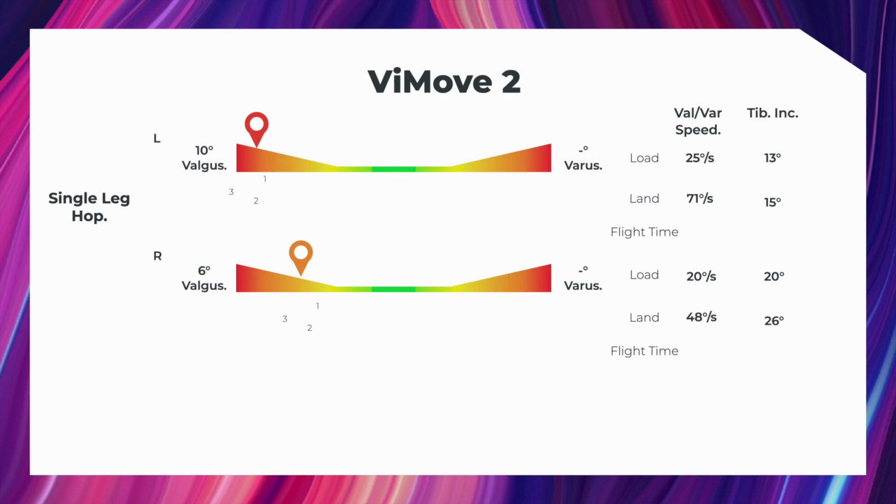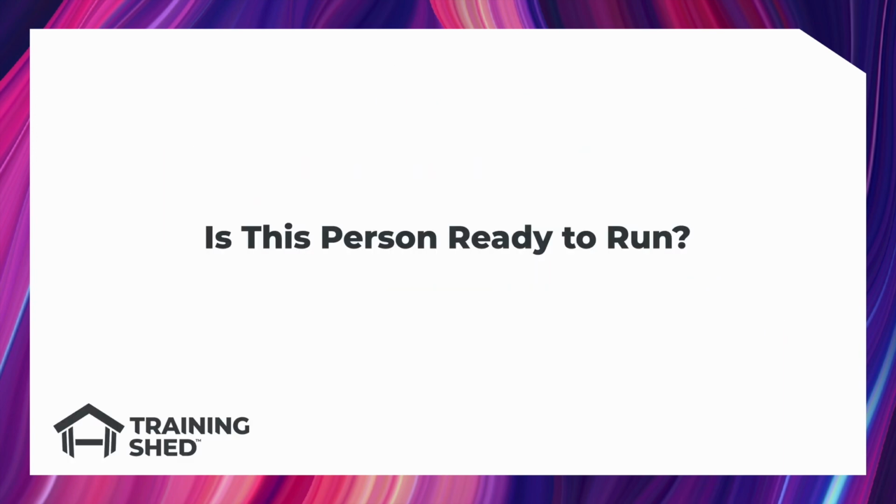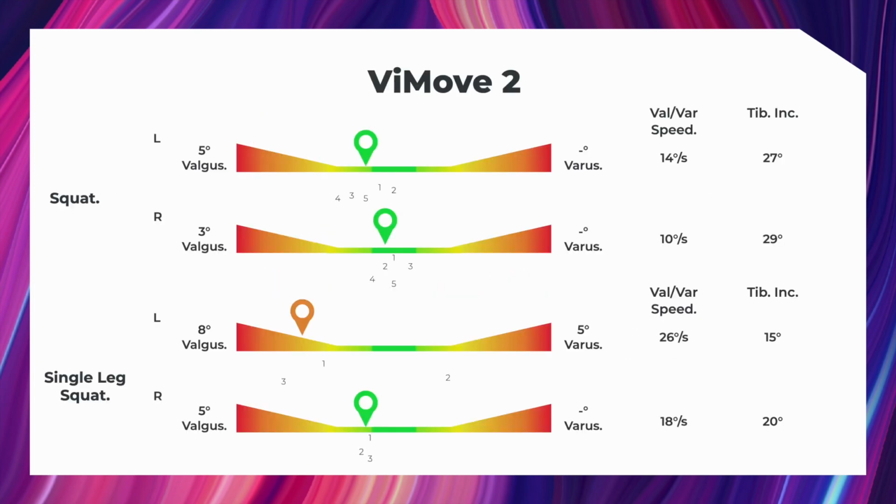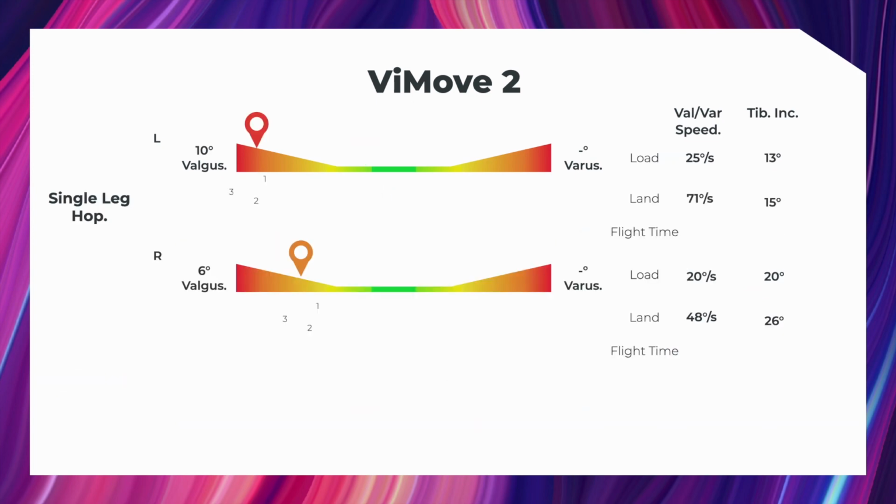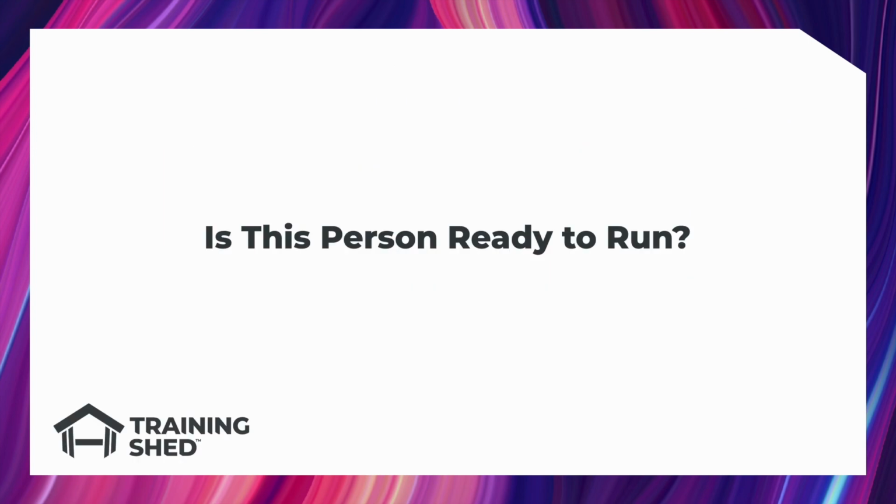But with this individual, I'm not going to delve too deeply into that because, like I said, I've already made my mind up before we came onto the hops that we're not returning to running. And I've already spoiled that for you. Is this person ready to run? The answer is no. Squats were okay, a little bit of reduced fatigue in the squats, but single leg squats weren't great at all, and the hops were pretty bad. So I can't justify going into running.